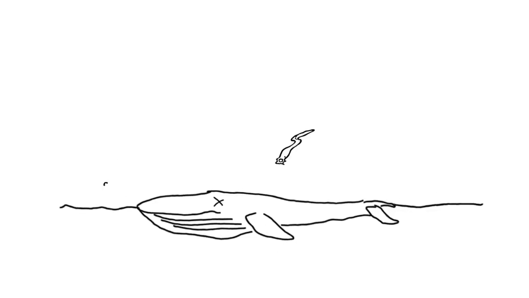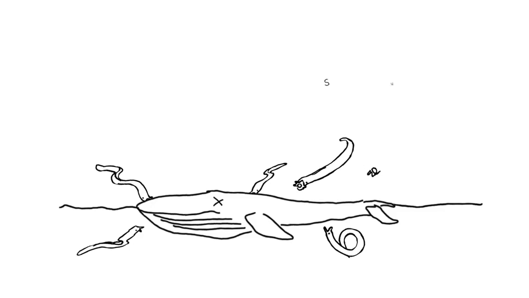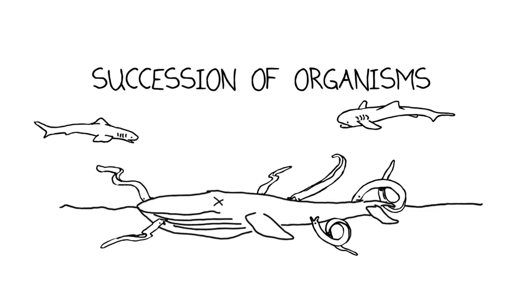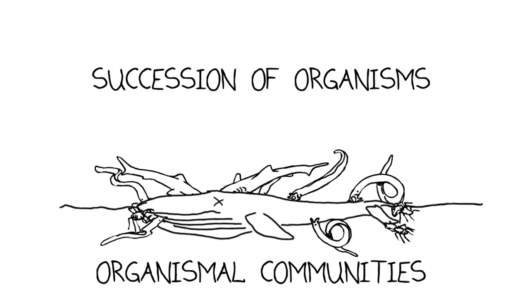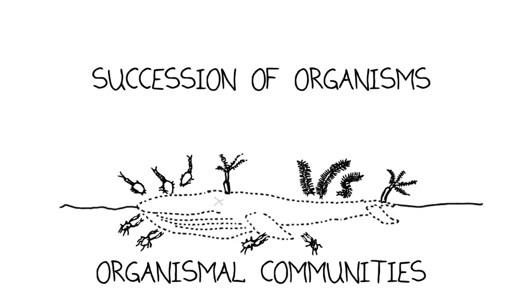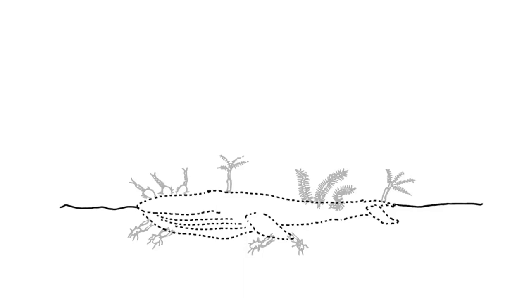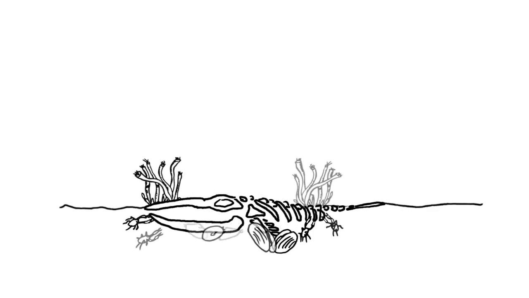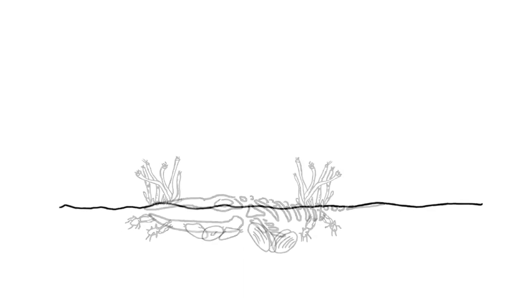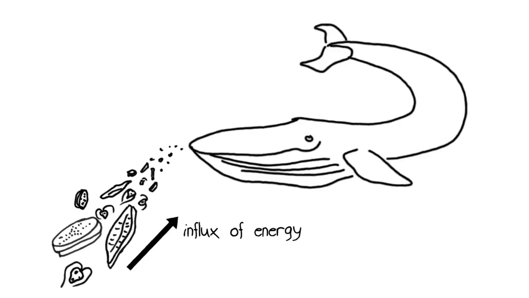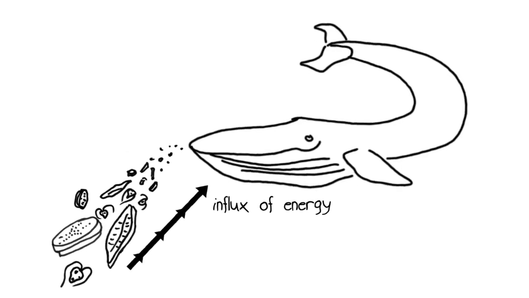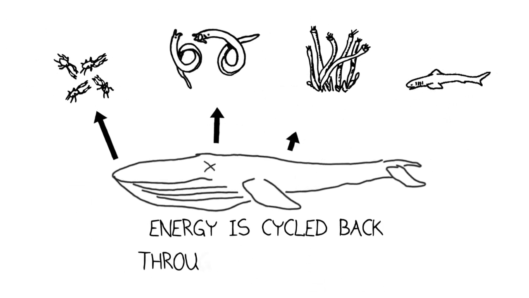Lots of organisms come and feed on the whale. There's a succession of organisms, that is, organismal communities that change over time as the condition of the whale itself changes, that turn this whale from a fleshy organism to bones, and eventually even the bones are eaten. So this huge influx of energy that the whale's been accumulating from these producers, the plankton, that it's been feeding on, is returned to the environment, cycled back through the ecosystem.